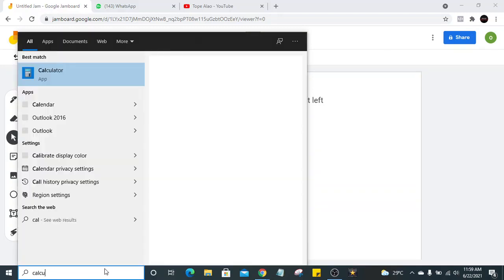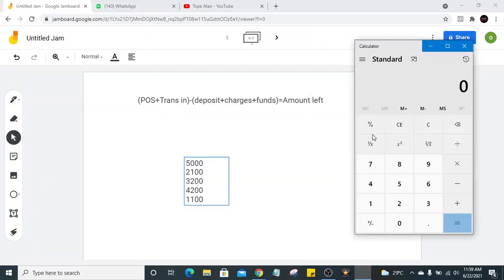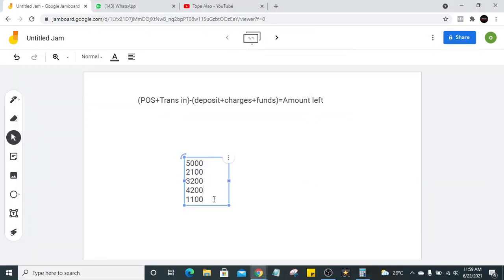I'll also be taking you through a live example from one of my outlets. I will show you their reports for yesterday, and I'll show you how I manage it. But let me show you this first.